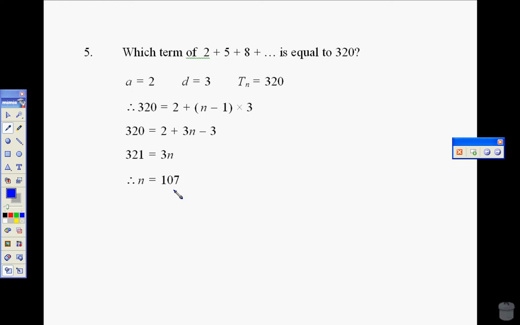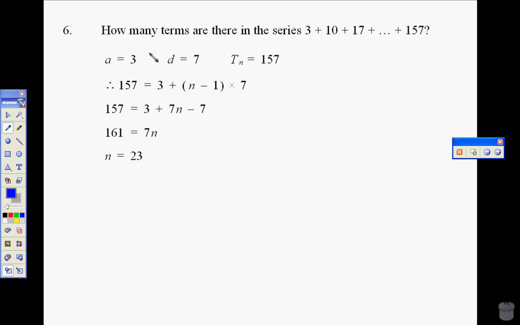Be careful. If you don't get a whole number there, you know you've done something wrong. N has to be a whole number. It can't be a fraction, it can't be a decimal, because n has to be a term in a series. If it's not a whole number, it's not a part of the series.